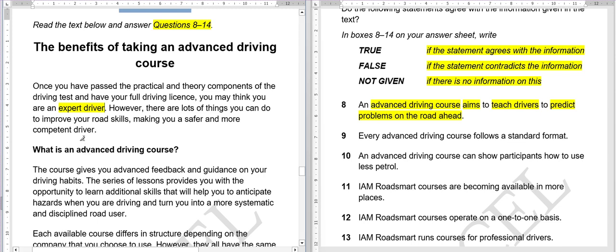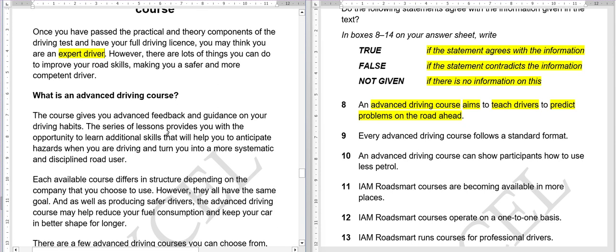Okay, have we read anything about an advanced driving course? No, nothing like that. So let me read one more paragraph. If we don't find the answer in that, maybe it's not given. So we will read the ninth question then. What is an advanced driving course? Okay, so here they are talking about an advanced driving course.